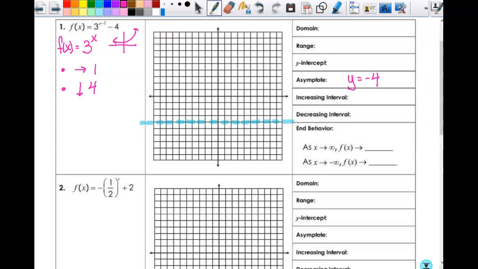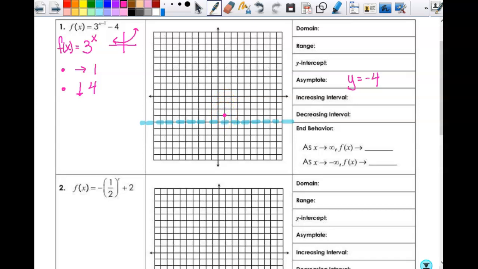Then I'm going to start graphing exactly like I did every other parent function. I start with the parent function part. So for the parent function of 3 to the x, when x is 0, y is 1. From that point, I'm going to go to the right one, and I go down 1, 2, 3, 4. Boom, there's my point.